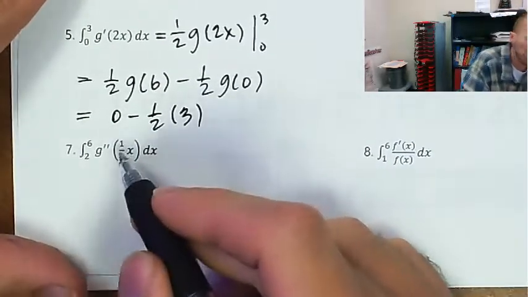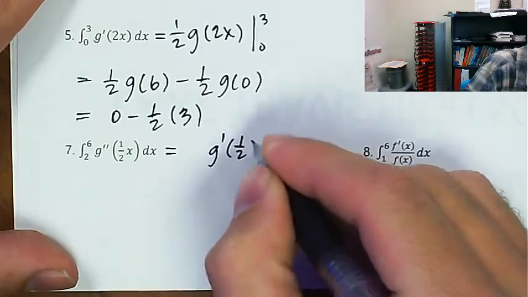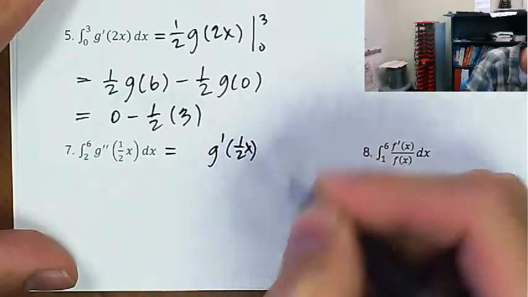To contrast, this one's going to be pretty similar. I'm going to anti-differentiate to get g prime. I'm going to leave the inside the same. Whoops. Didn't leave the inside the same, though.